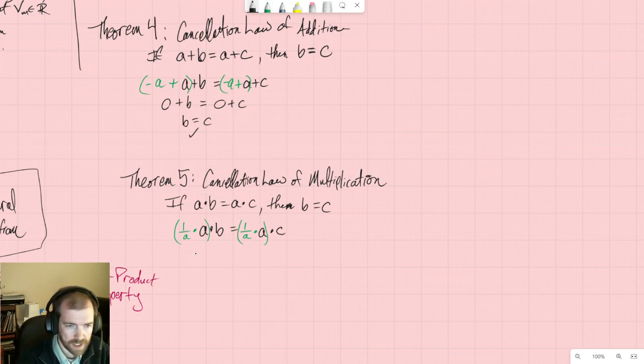And 1 over A times A is going to be equal to 1 times B is equal to 1 over A times A is 1 times C. And naturally by the multiplicative identities, in this case, we have B is equal to C. So, again, as was to be proved.